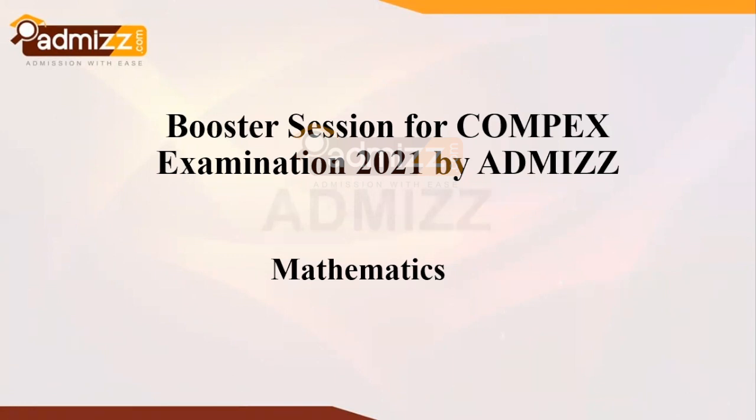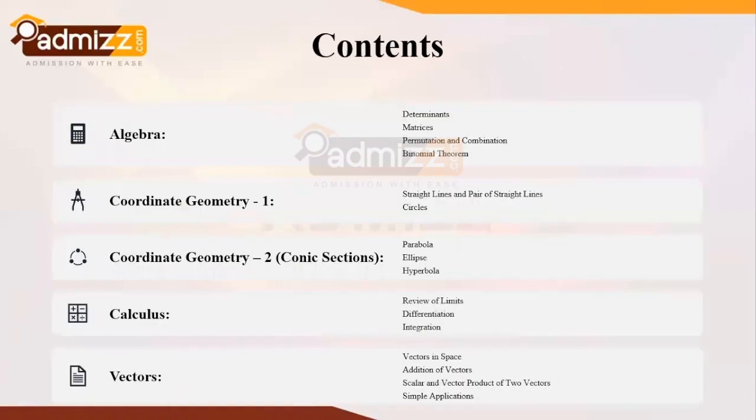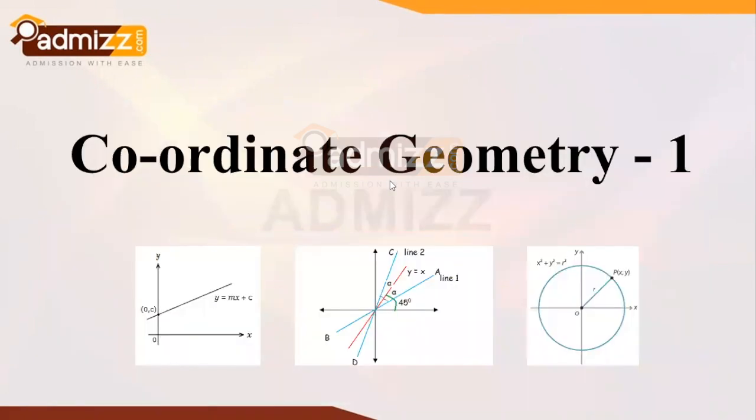Now, in our last session, we covered the fundamentals and a few problems dealing with the concepts of algebra. That is, we covered determinants, matrices, permutation and combination, and binomial theorem. Today we will be starting off with coordinate geometry 1. We will be looking at the fundamentals of straight lines, pair of straight lines, and circles. So this is our topic of discussion today. Let's get started with coordinate geometry 1.